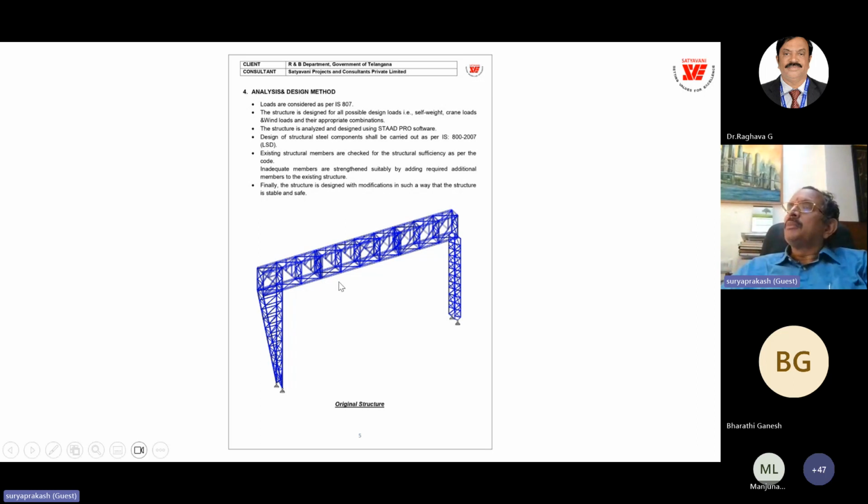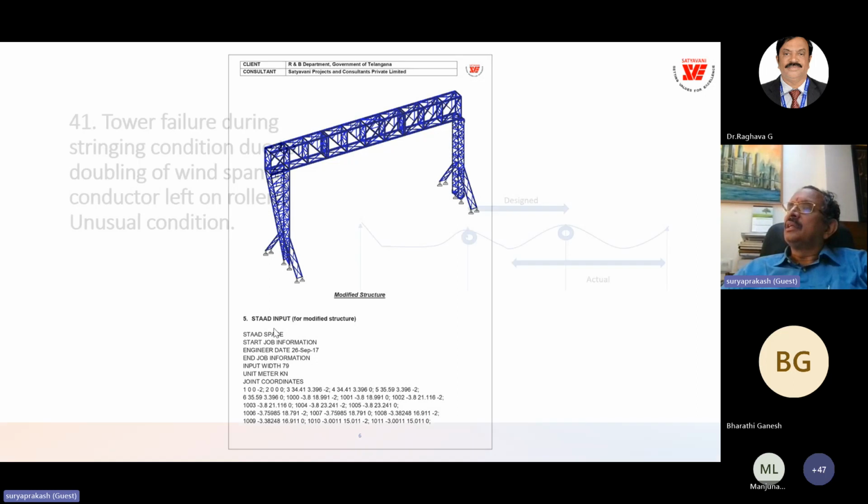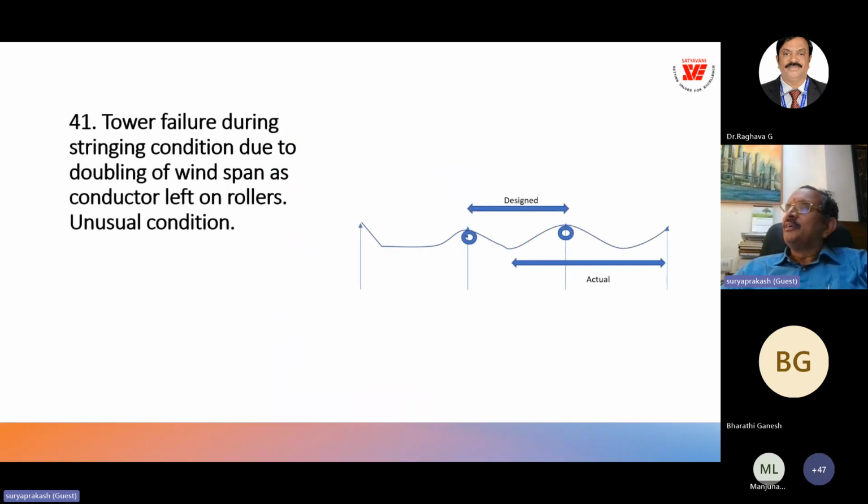When this problem was brought to me, this is a portal crane moving on wheels. And when they approached me, I found that there is an asymmetry in the support condition, and we have restored the structure to the symmetrical condition, and then it started working. Finally, this is another case study of construction stage.